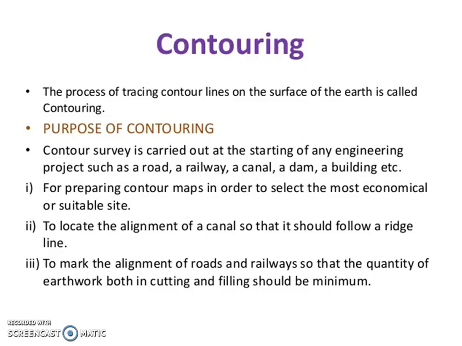Contouring is done for the following purposes. For preparing contour maps in order to select the most economical or suitable site. To locate the alignment of a canal so that it should follow a ridge line. To mark the alignment of roads and railways so that the quantity of earthwork, both in cutting and filling, should be minimum.